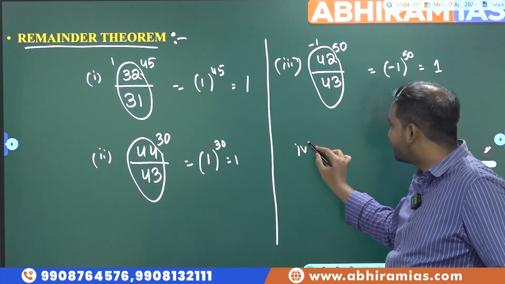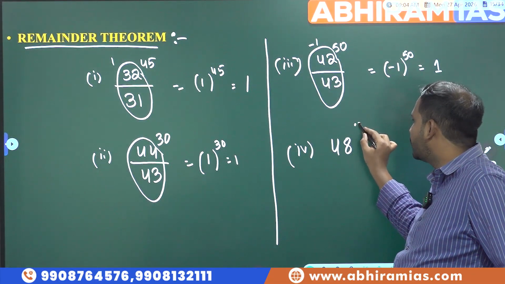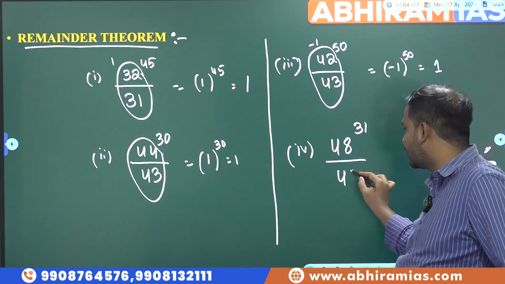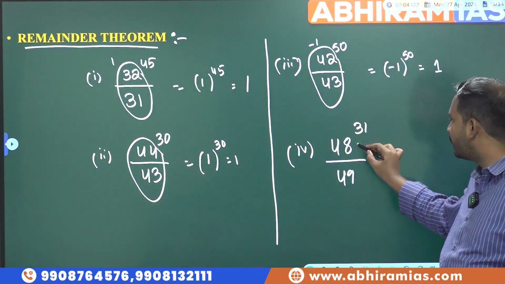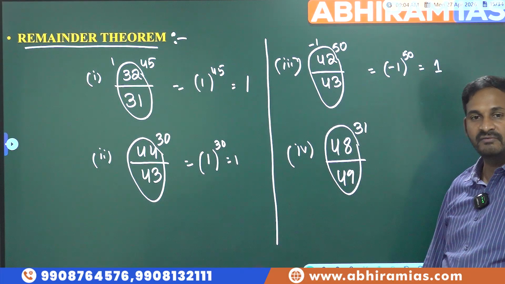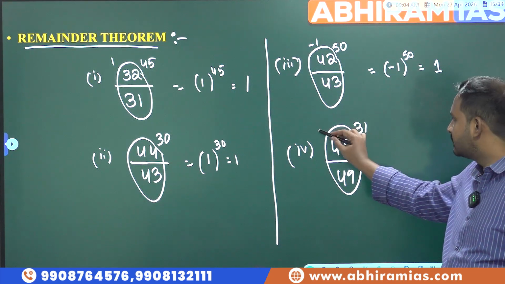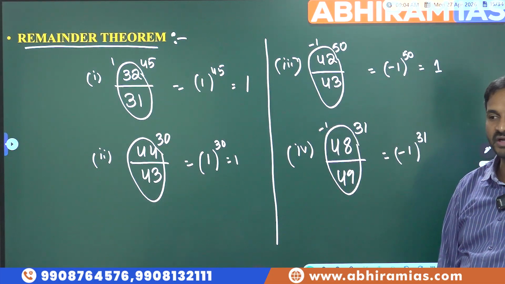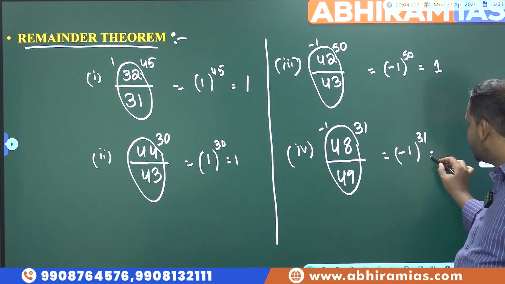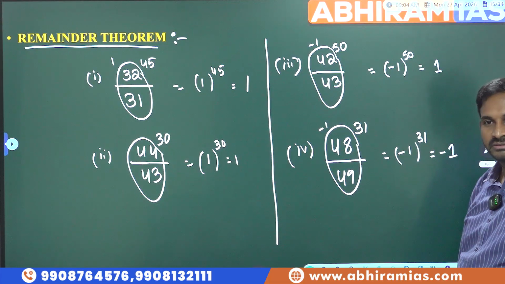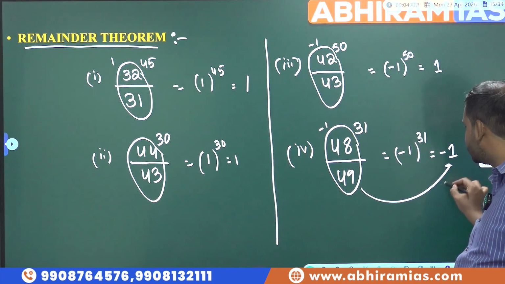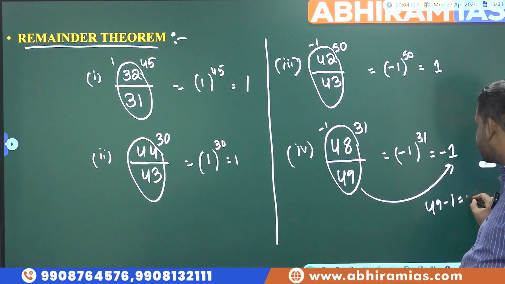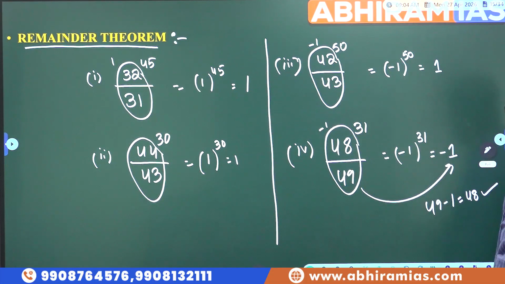Next one. 48 power 31 by 49. What is the remainder for 48 by 49? -1. So minus 1 whole to the power of 31 will become -1. But will we write our answer in negatives? No. How will you convert it into a positive? 49 minus 1, it becomes 48. So our answer will be 48. Please write down these examples.